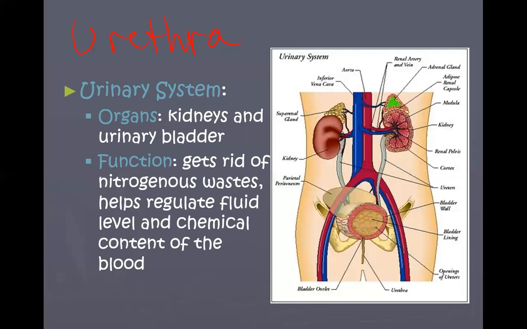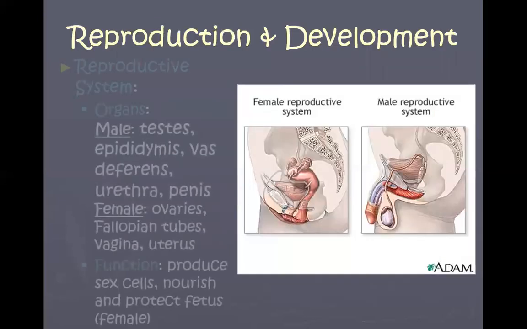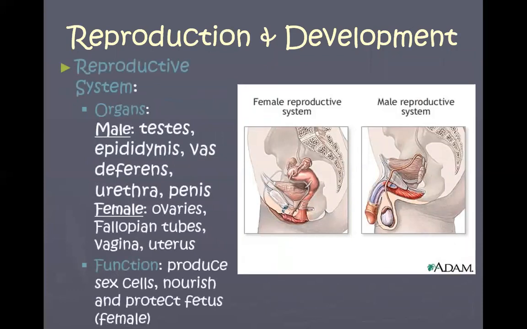Ready? Last one. Reproductive system. For the males, you have the testes, the epididymis, which is in the testes, the vas deferens, the urethra, and the penis. For the females, we have ovaries, fallopian tubes, vagina, and uterus. The function is basically to reproduce and protect a developing embryo and fetus.